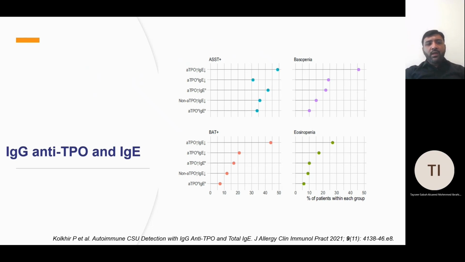The combination of elevated IgG anti-TPO and low IgE levels have also been linked to most of the diagnostic markers of autoimmune chronic spontaneous urticaria. They have been found to be strongly associated with a positive autologous serum skin test, a positive basophil activation test, or low eosinophil and basophil levels, more so compared to either elevated IgG anti-TPO alone or a low IgE level alone or normal anti-TPO IgE levels.